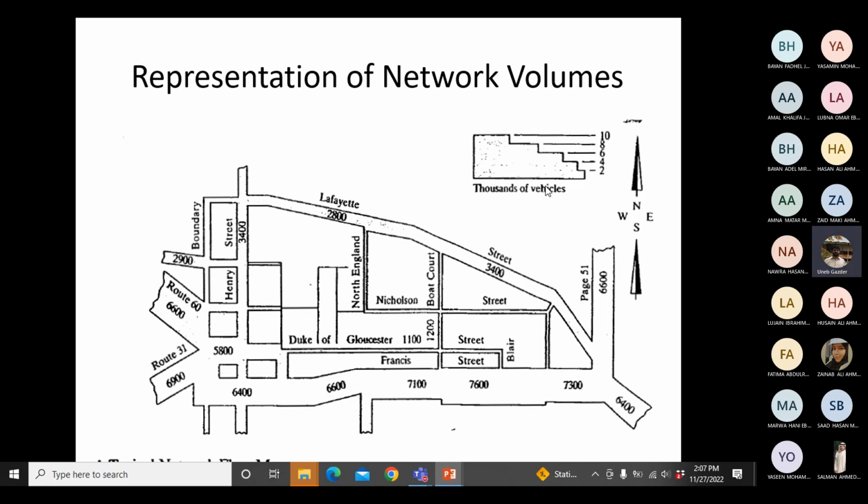And then you can see the scale over here as well, a scale for the width according to the volume. But the scale is not a standard, you can develop your own scale, but the important thing is that in a network flow map, the width of the street should change according to the segment volume, the segment flow.